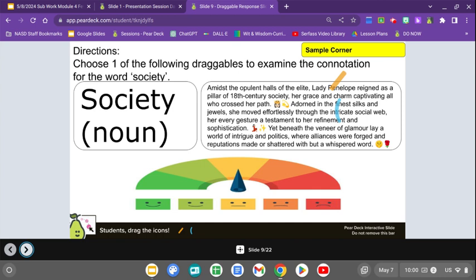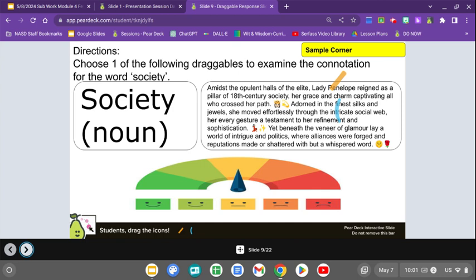Amidst the opulent halls of the elite, Lady Penelope reigned as a pillar of 18th century society, her grace and charm captivating all who crossed her path. Adorned in the finest silks and jewels, she moved effortlessly through the intricate social web, her every gesture a testament to her refinement and sophistication. Yet beneath the veneer of glamour lay a world of intrigue and politics, where alliances were forged and reputations made or shattered with but a whispered word.